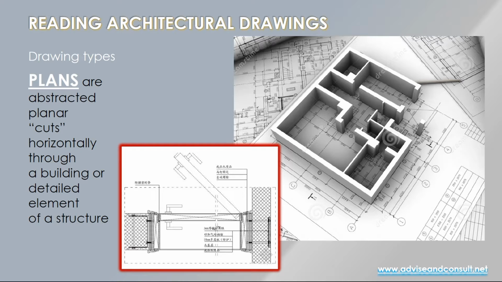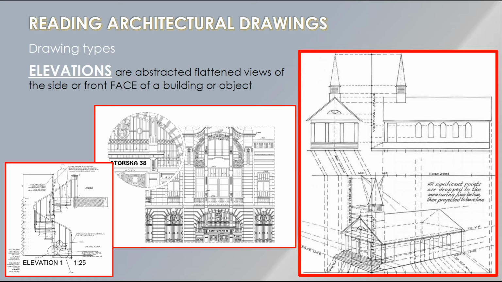Okay, then we're talking about the three types. Now we're on elevations. That was plans. Elevations, again, are very abstracted, flattened views of things. And I've got three examples here. The large one on the right is to help you understand the differences between a perspective and an elevation.